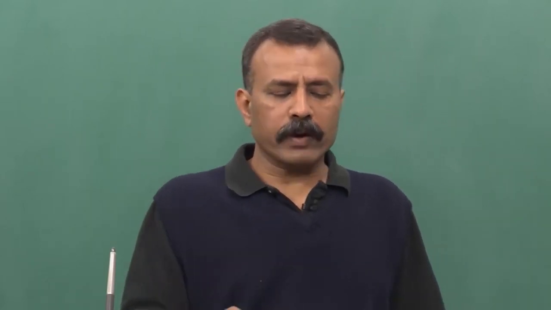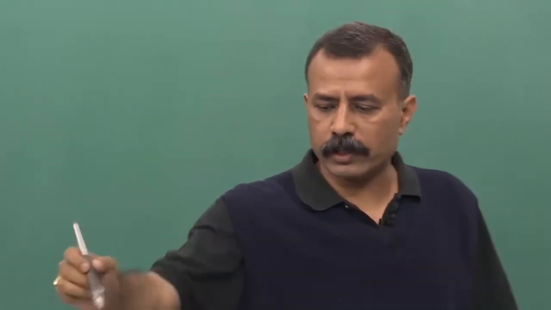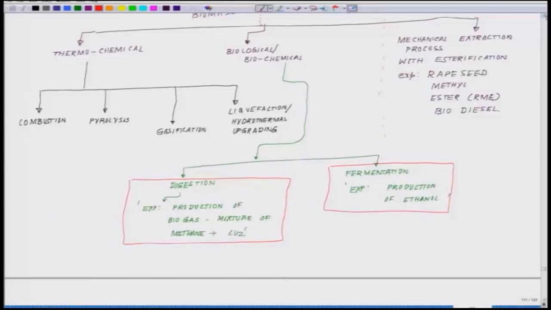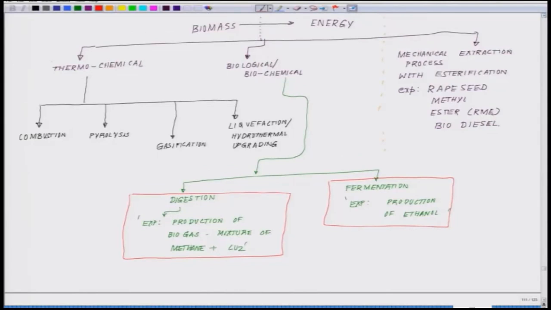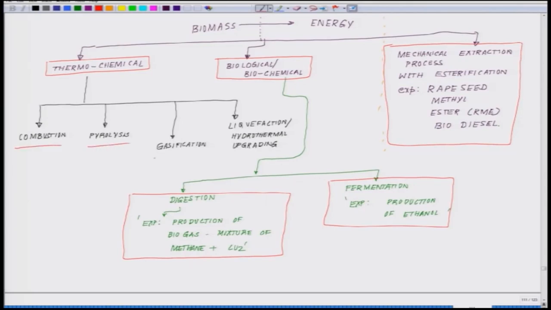With this background about all the possibilities, let us come back to the chart and go through it once again. You have the thermochemical route, the biological or biochemical route, and the mechanical extraction process, which will come fairly late. Within the thermochemical route, you have combustion, pyrolysis, gasification and liquefaction, whereas in the biochemical route, you have digestion and fermentation.